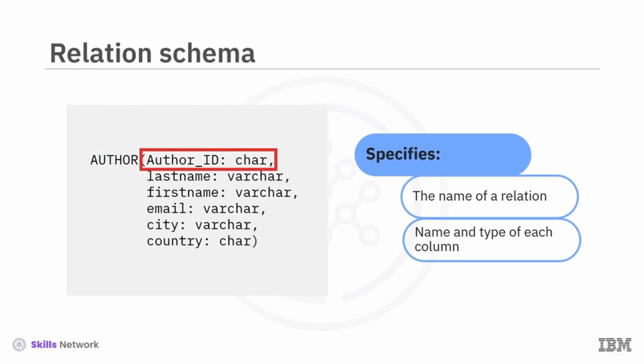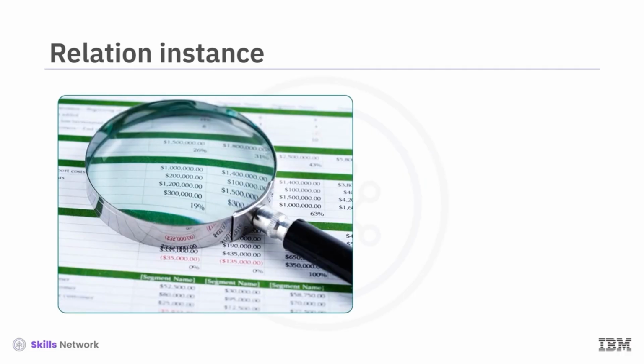Author is the name of the relation. Author_ID is an attribute which can hold the data type char, which is a character string of a fixed length. Likewise, last name, first name, email, and city have the data type varchar, which is a character string of a variable length. The last attribute, country, also has a data type of char. This constitutes the relation schema.